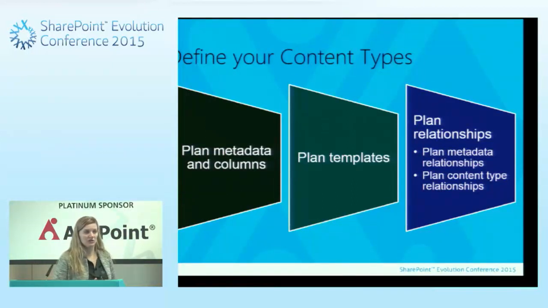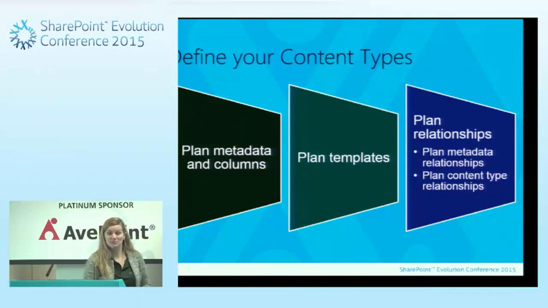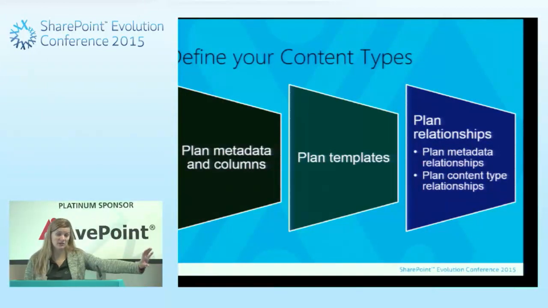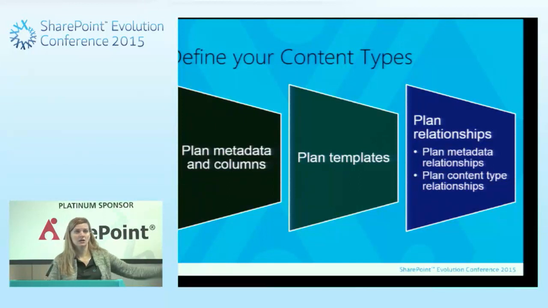And then planning our relationships. This is managed metadata relationships and your content type relationships. So you have to start thinking about, okay, we have project charters. It's going to be based on a document content type. So our out-of-the-box document is going to be our parent. Our child is going to be our project management charter. And we're going to have a specific template. And what columns do we need around that? Do we need to know what department it's for? What kind of information do we need there?